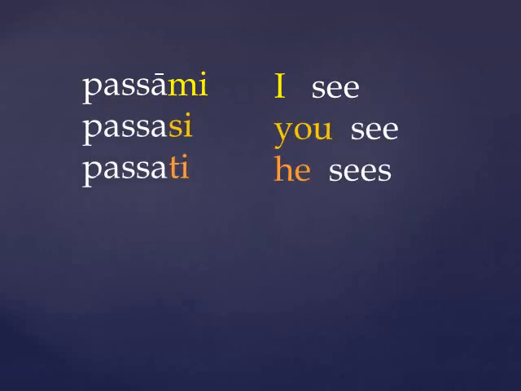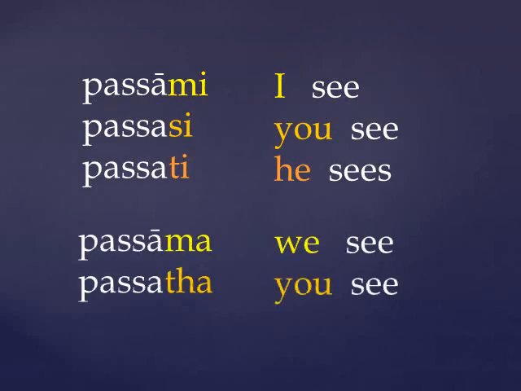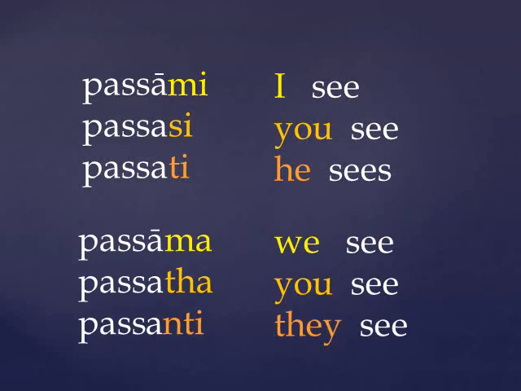So when we see a verb like passāmi, don't just see the stem, but see it as two separate parts. Passa meaning see, and -mi being the first person I. I see. And this is true of the other conjugations. You see, he sees, we see, you see plural, and they see. We can see that embedded in the ending of each of these verbs is the pronoun.